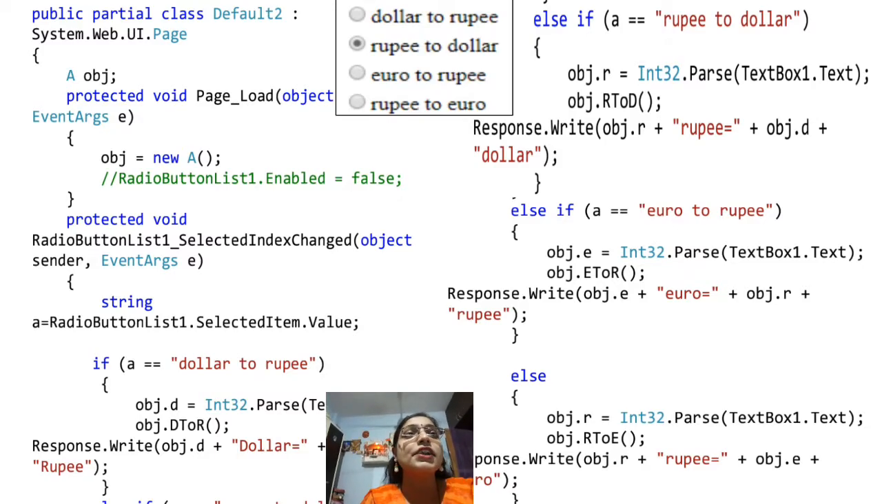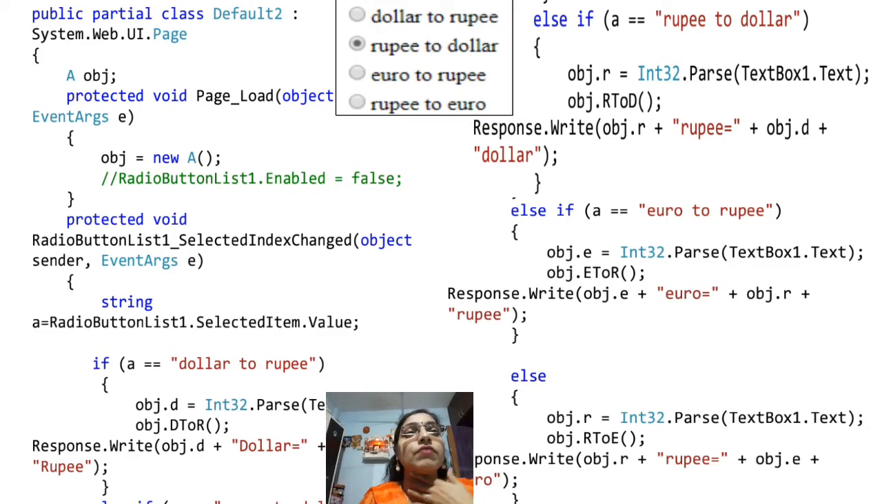So 600 rupee equal to how much dollar it will be? 600 divided by 60, that is $10. So you will get output as 600 rupee equal to $10. Because of this statement: obj dot r plus within double quotes " rupee equal to ", again after double quotes plus obj dot d plus within double quotes " dollar".